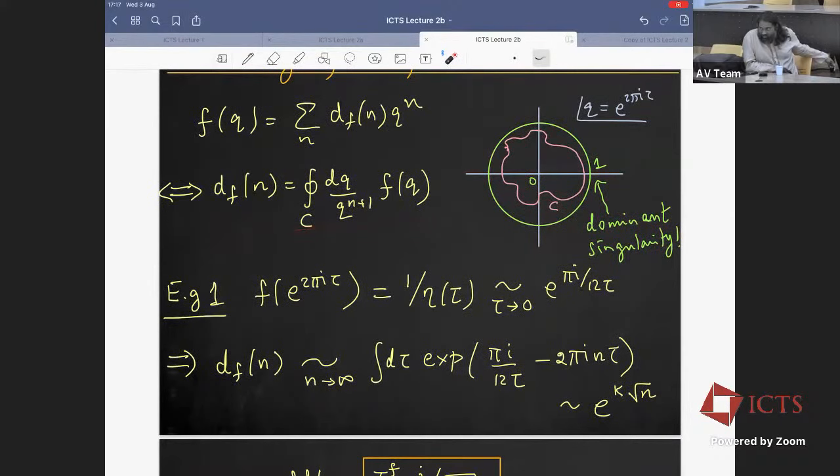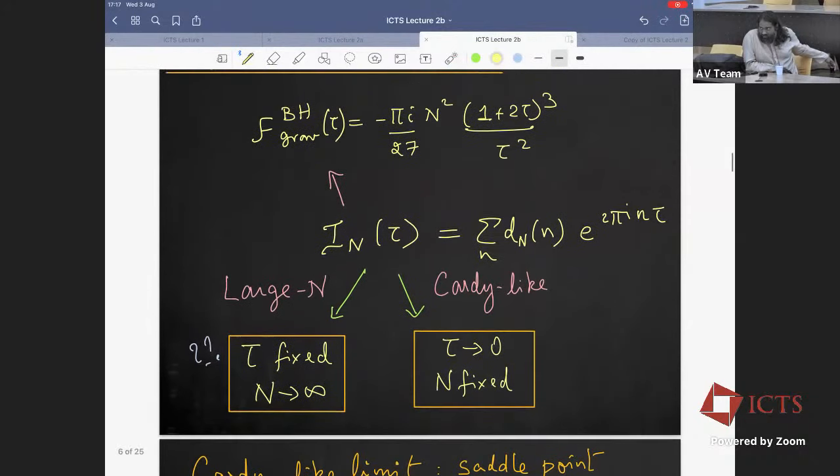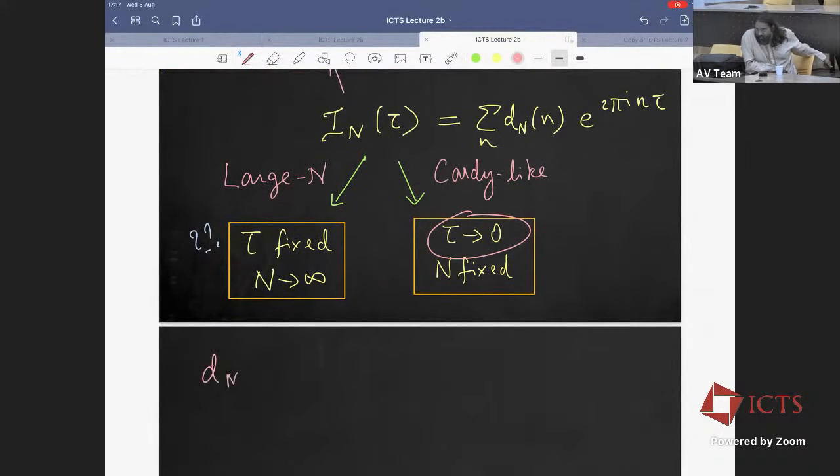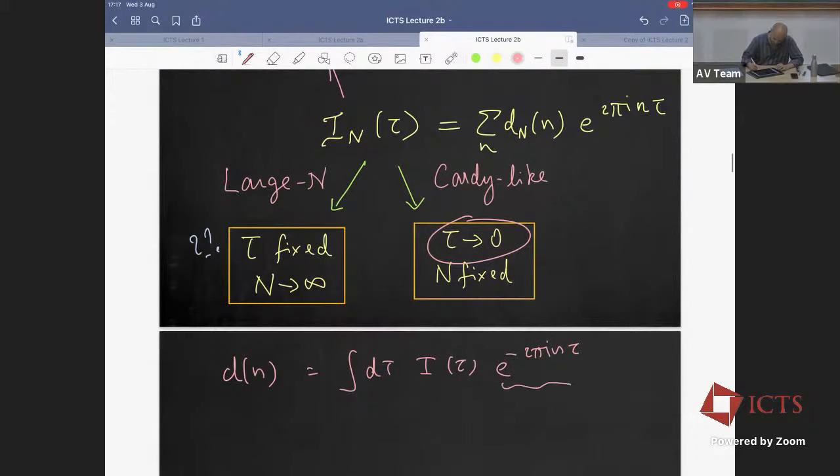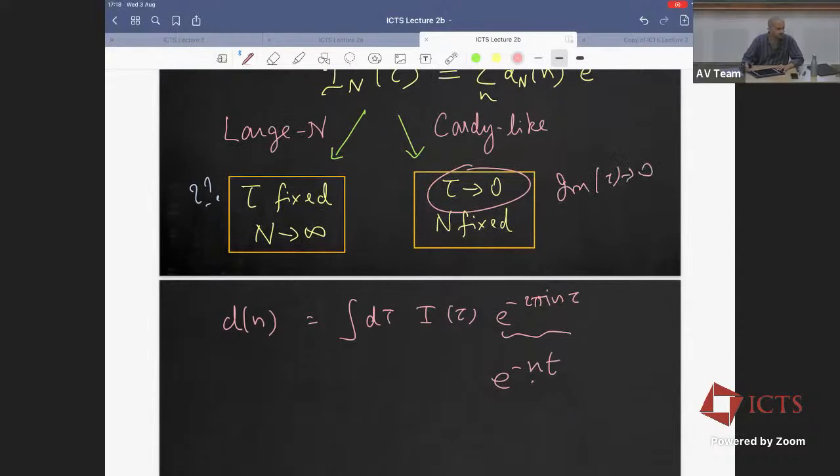Fourier series. Maybe I'll just write it. It's easier. It's this part that is not quite right. All I'm saying is this: d_n is the integral d tau of f(tau) e to the minus 2 pi i n tau, going from 0 to 1. Usually we'd say, if tau is real and there's no i there, suppose this is e to the minus n t, but t is real, then it's clear that as n goes to infinity, t has to go to 0. Here, it's not so clear because tau has a real and imaginary part. The correct statement is not tau goes to 0, but imaginary tau goes to 0. So if you want to do saddle points, better check not just tau goes to 0, but imaginary tau goes to 0 and scan the whole real axis, at least between 0 and 1.